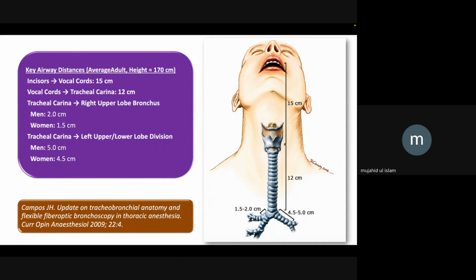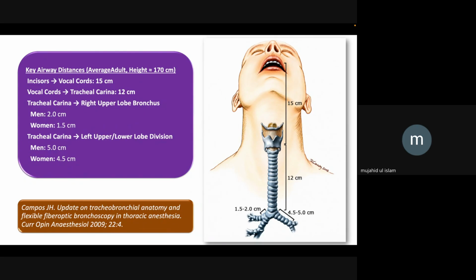So the average length from the incisors to the vocal cord is 15 centimeter, and from the vocal cord to the tracheal carina is 12 centimeter. And the average distance from the tracheal carina to the origin of the right upper lobe bronchus is 2 centimeter in men and 1.5 centimeter in women. And the distance from the tracheal carina to the origin of the left upper and left lower lobe bronchi is approximately 5 centimeter in men and 4.5 centimeter in women.